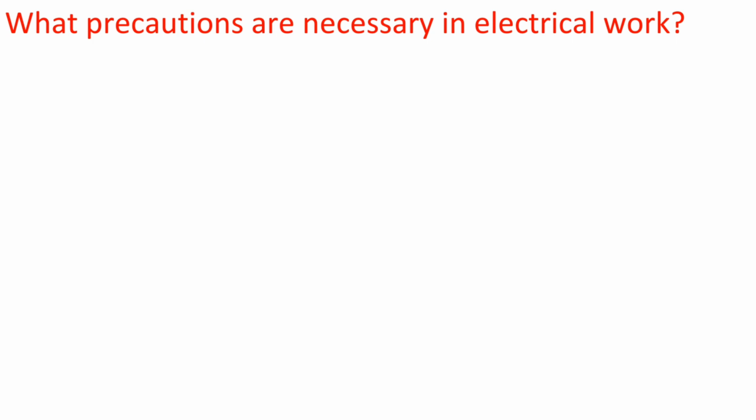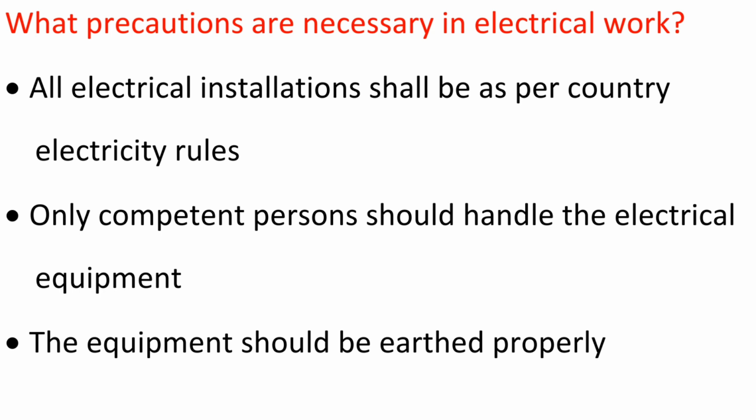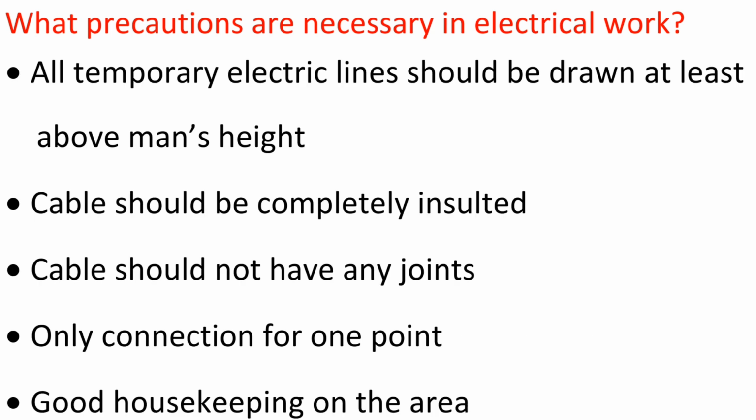Question. What precautions are necessary in electrical work? Answers. All electrical installations shall be as per country electricity rules. Only competent persons should handle the electrical equipment. The equipment should be earthed properly. All temporary electric lines should be drawn at least above man's height. Cable should be completely insulated. Cable should not have any joints. Only one connection for one point. Good housekeeping in the area.